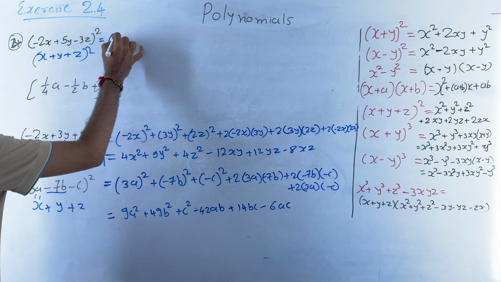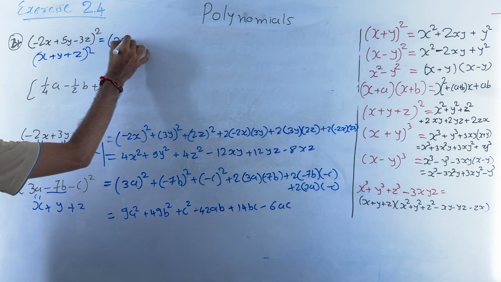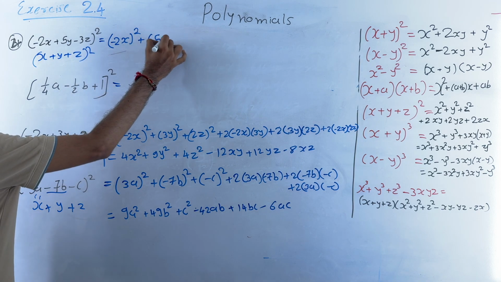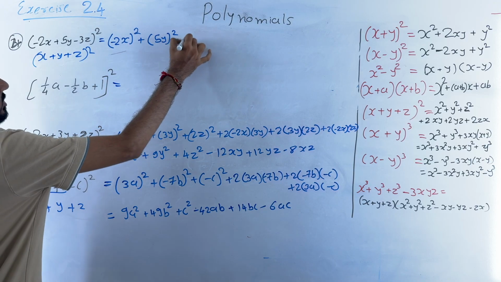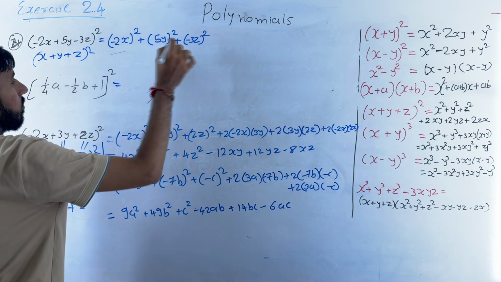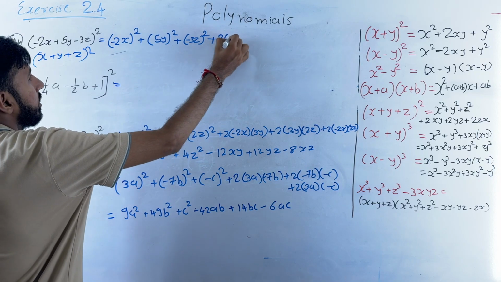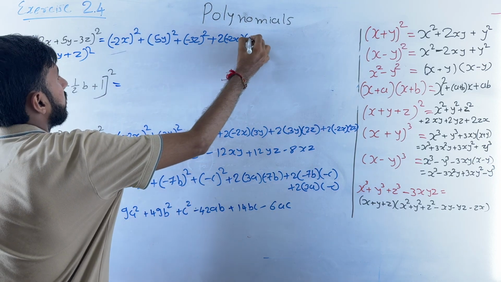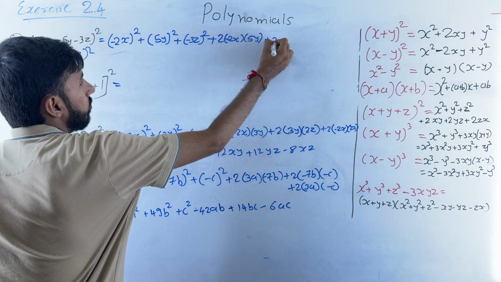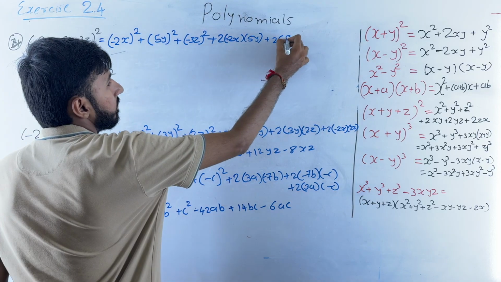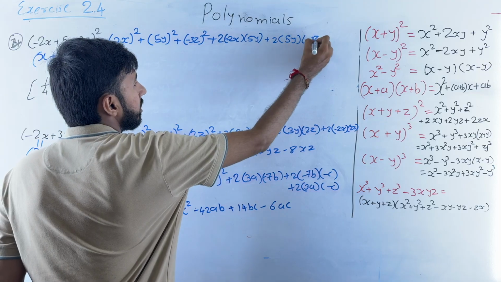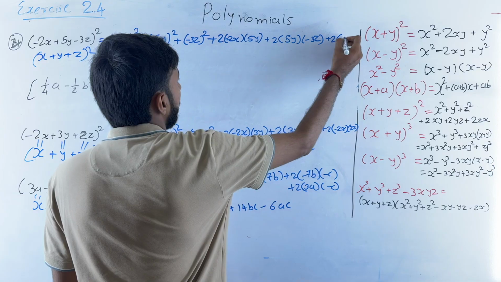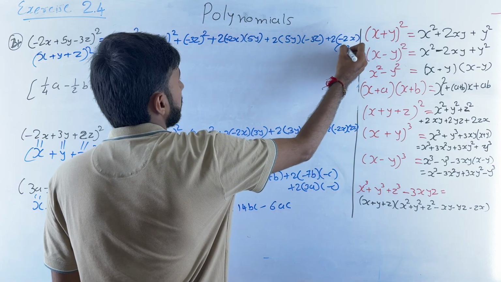So my answer is x square, that is (-2x) whole square, plus y square, that is (5y) whole square, and plus z square, that is (-3z) whole square. Don't forget signs. Plus 2 in bracket x, that is -2x, and y, that is 5y, plus 2 in bracket second and third term, that is 5y and -3z. Then I have plus 2 in bracket first and last term, that is -2x multiply -3z.